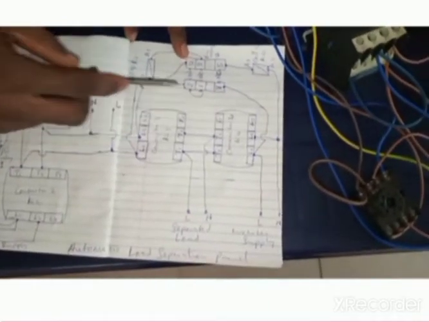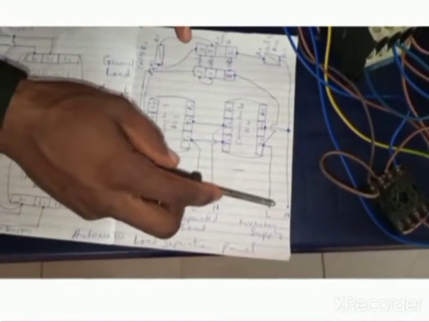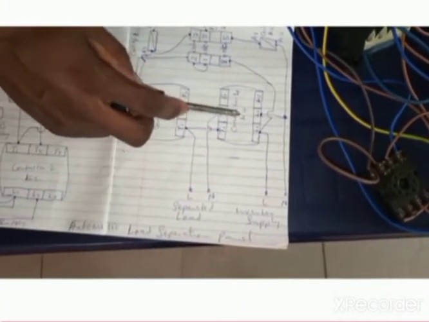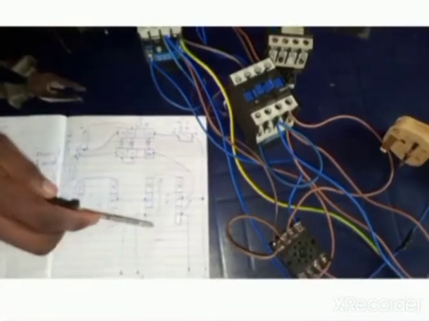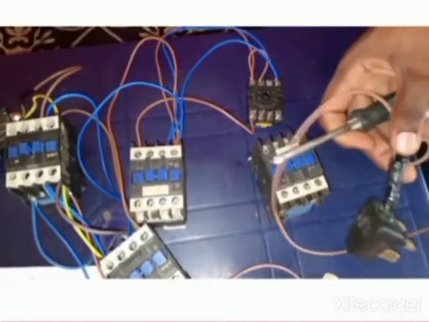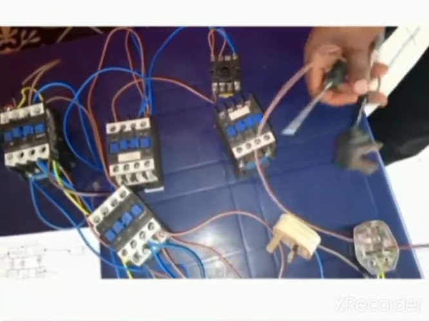So looking at the diagram, you see that the inverter supply connects to L1 and L2 of contactor 4. So I'm using this as contactor 4. So I'm going to connect the inverter supply to L1 and L2 of the contactor 4. So I'm using this as the supply of the inverter.